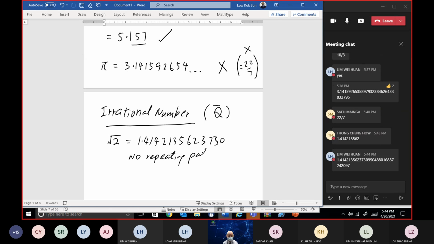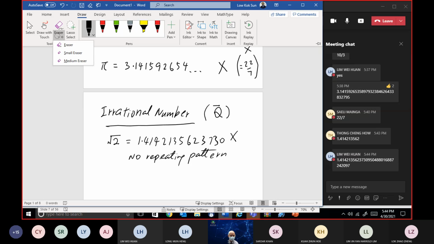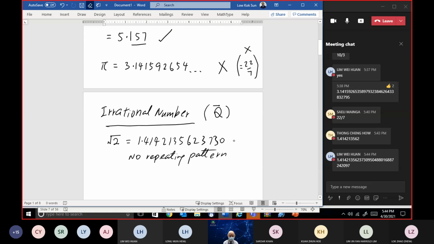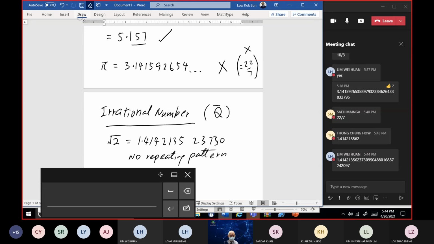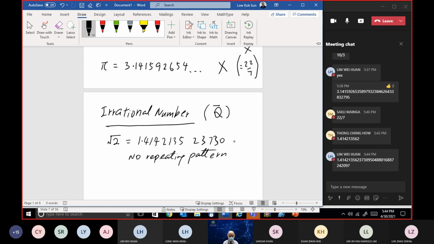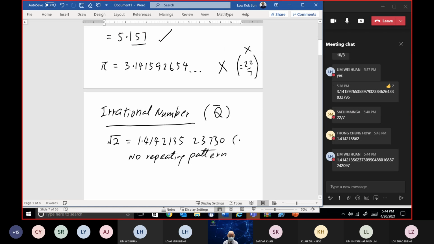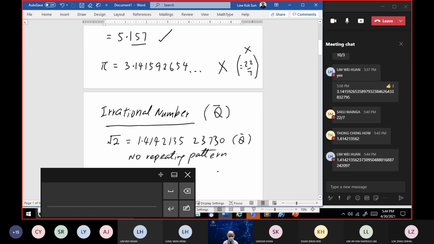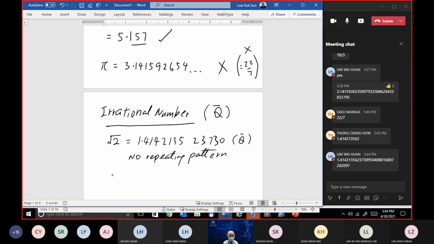So no repeating pattern. So it's an irrational number. This one I just put is irrational. Pi, as we see here, is irrational. And there's another number.